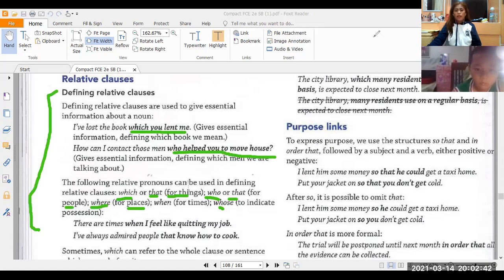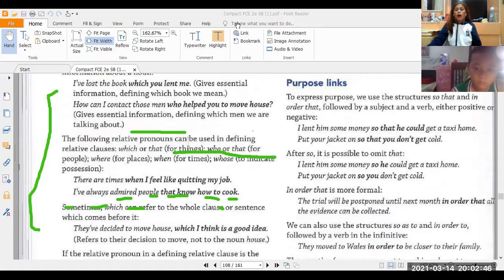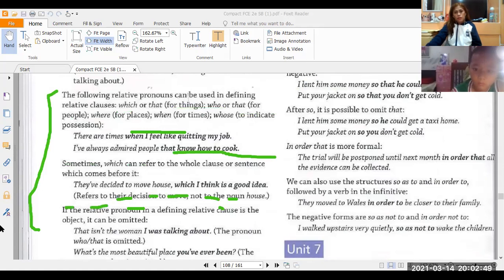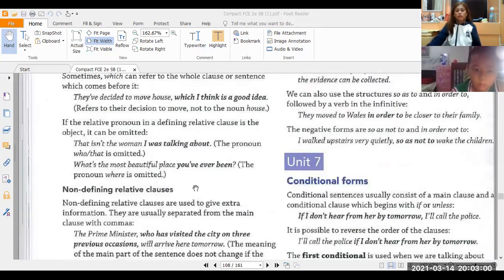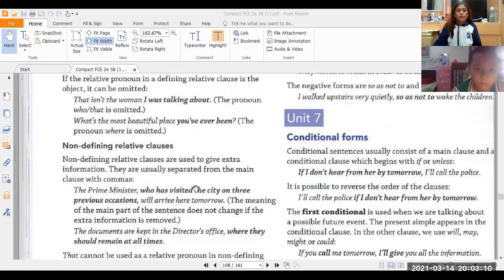Now, teacher will erase first. Teacher will go to non-defining relative clauses. What are non-defining relative clauses? Non-defining relative clauses are used to give extra information. They are usually separated from the main clause with a comma.